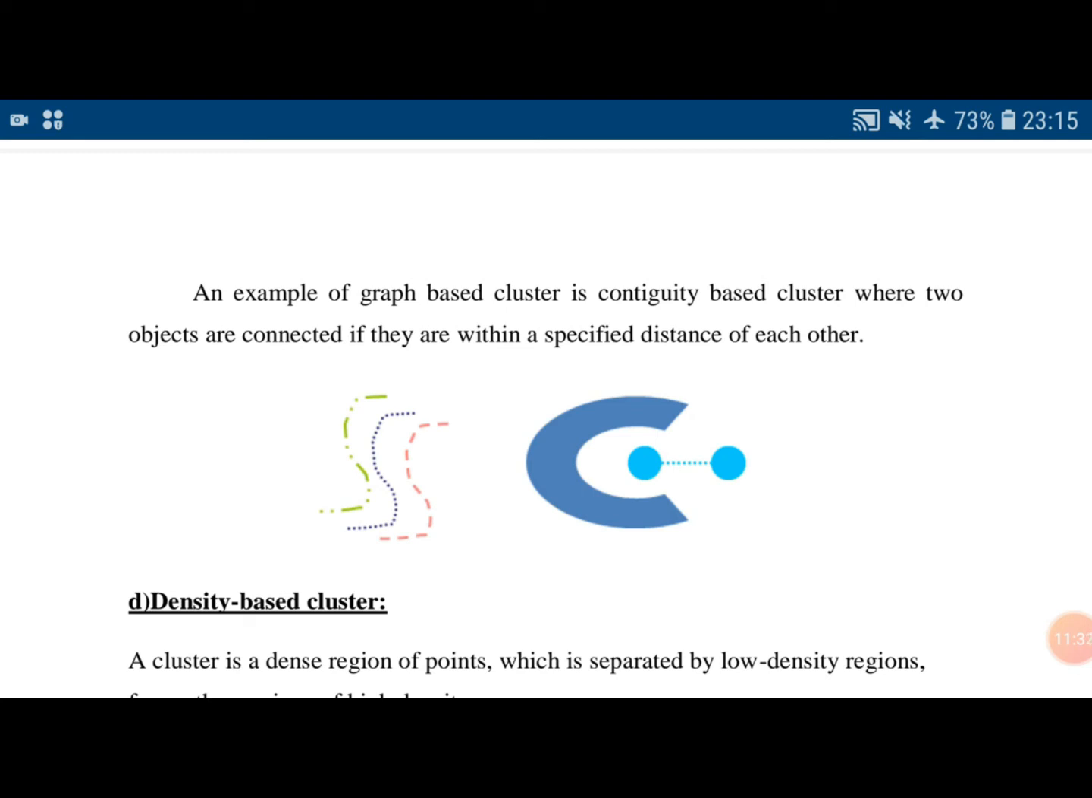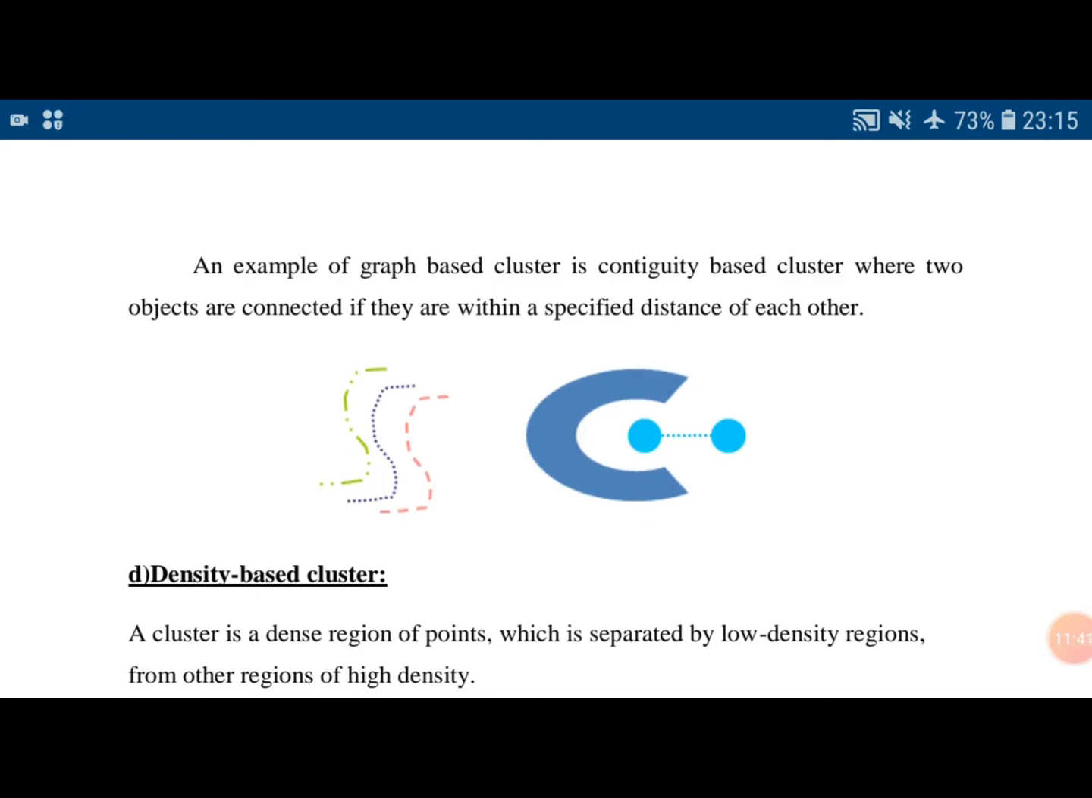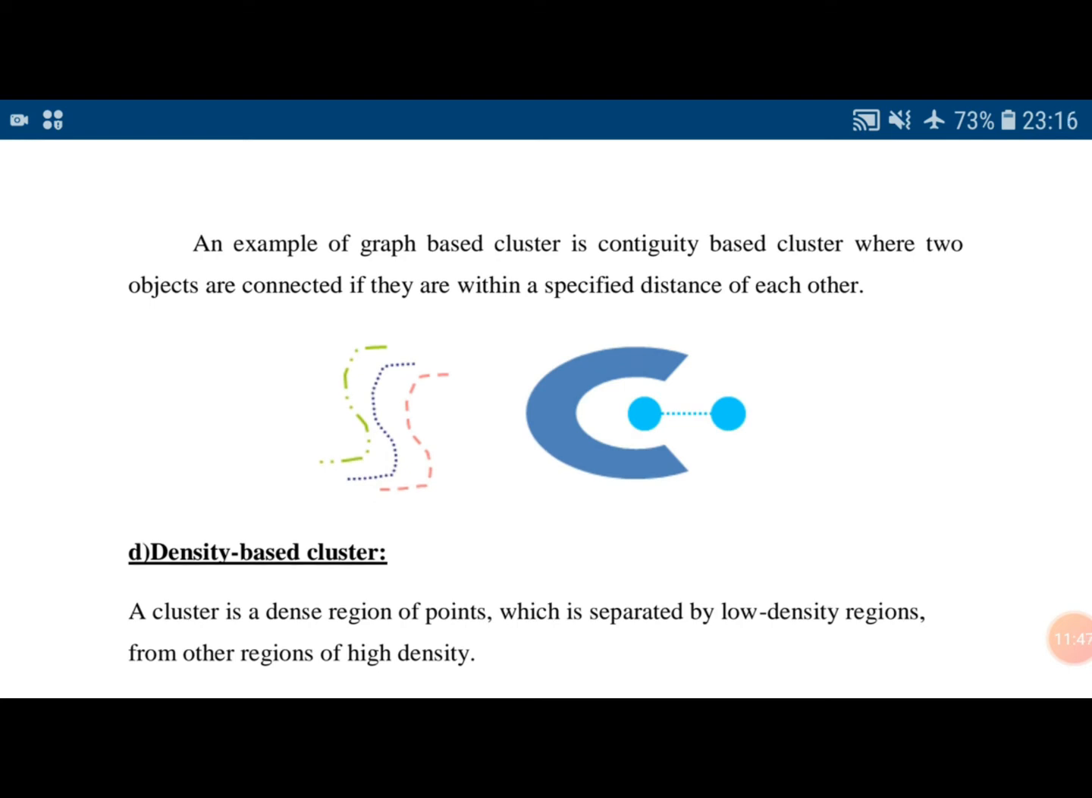So in the figure's second part, we will see the distance between 2 points. Within a specified distance, only the 2 points should be present. Then only we can consider the 2 points to belong to the same cluster. So that is about the graph based cluster.